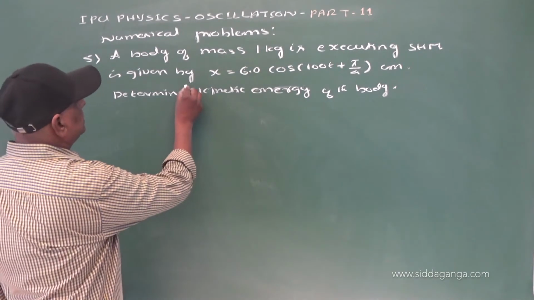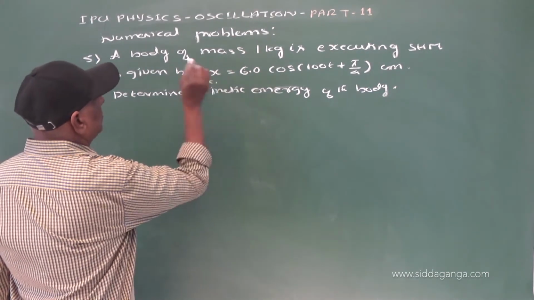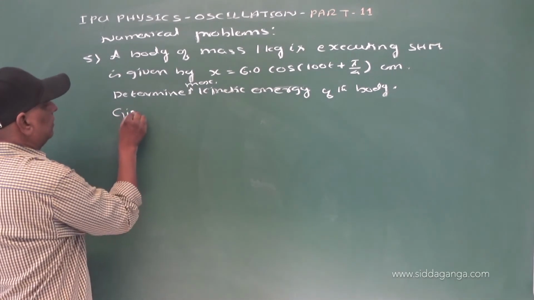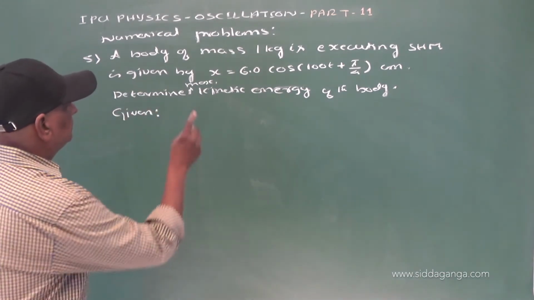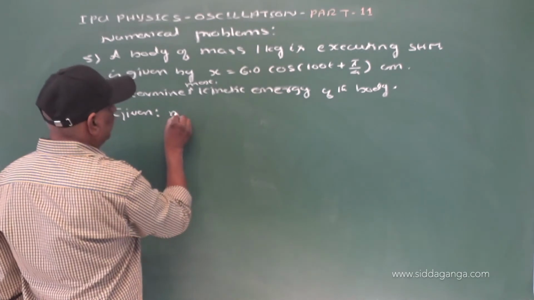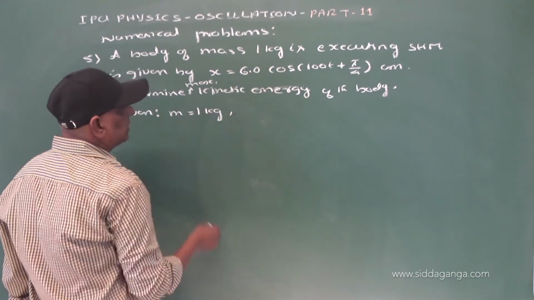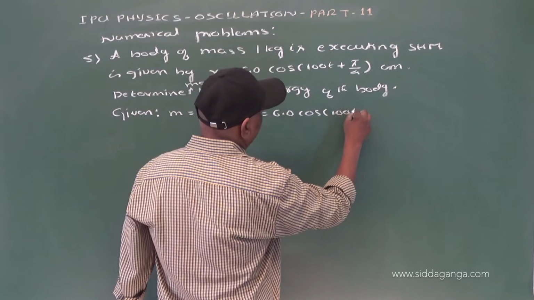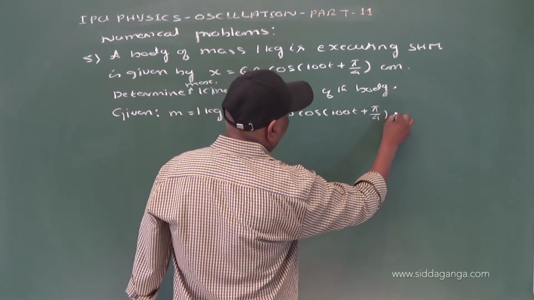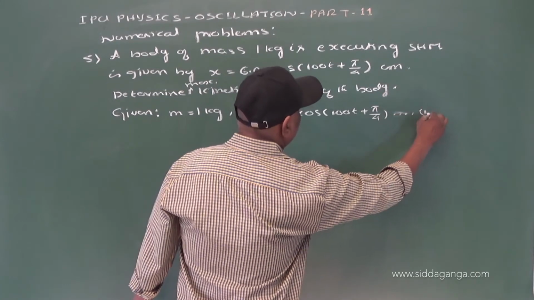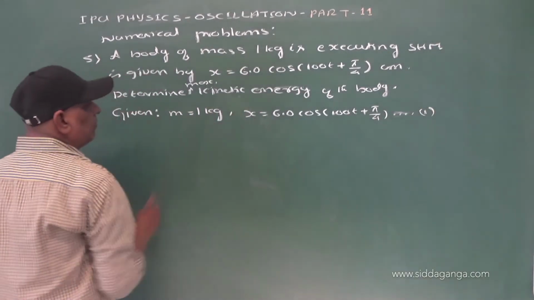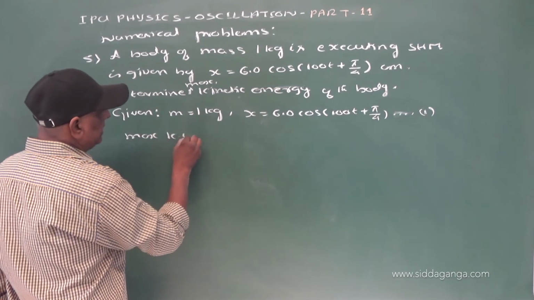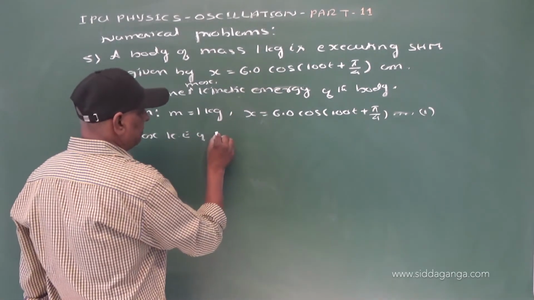In fact, this is maximum kinetic energy of the body. Now we have given data. So mass of the body m is equal to 1 kg, given equation x is equal to 6.0 cos 100t plus pi by 4 centimeter. We'll take it as equation number 1. Now what we need to find is maximum kinetic energy of the body.